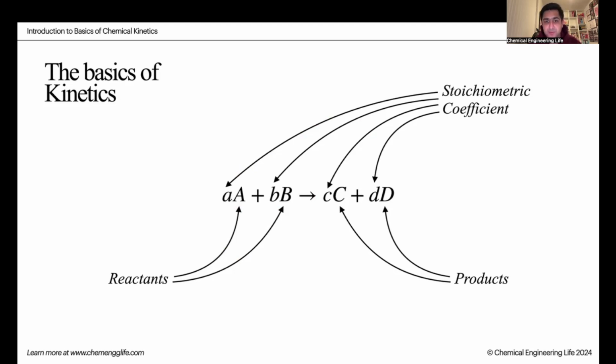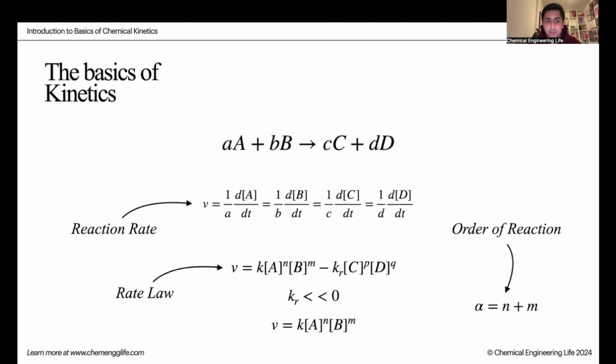Now, for this specific reaction, a A plus b B yields c C plus d D, if you would like to explore that further, then you have your reaction rate. The reaction rate is defined as per the equation that you see on the screen. It is 1 over the stoichiometric coefficient multiplied by the differential of that concentration divided by time.